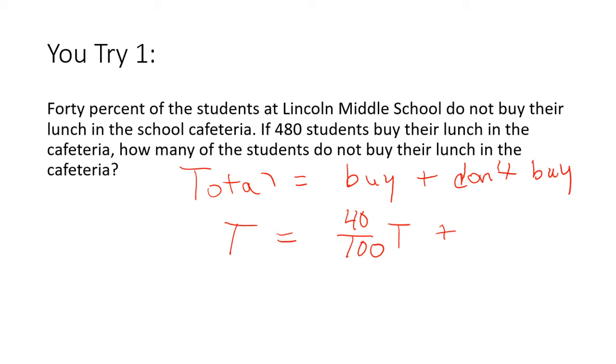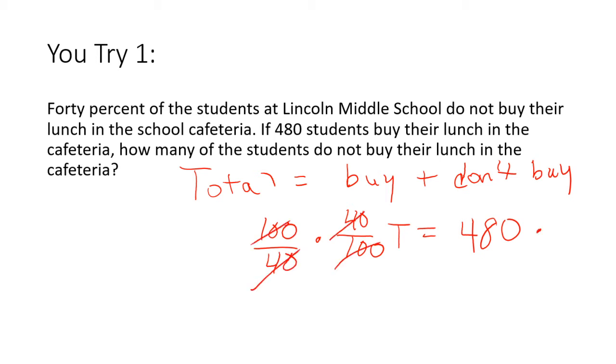So let's see. I know that the people that buy is 40% of the total, and I know that that is equal to 480. So now I just need to multiply both sides by the reciprocal. And I'll get, let's see, 480 divided by 40 is 12. 12 times 100 is 1200. So 1200 is the total.